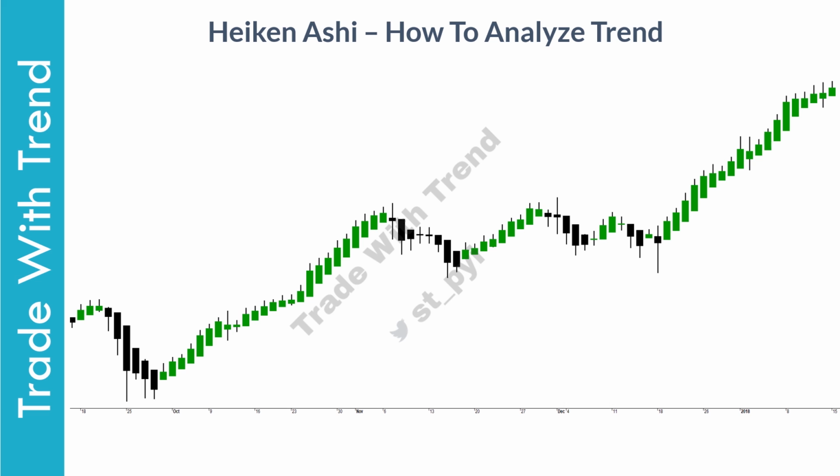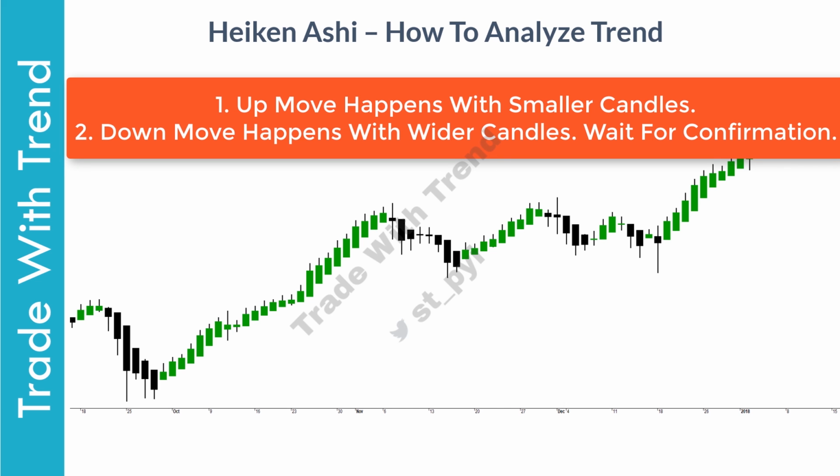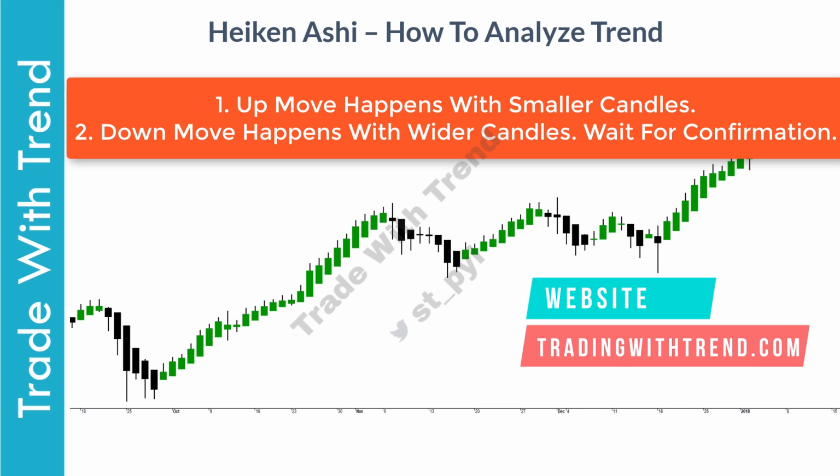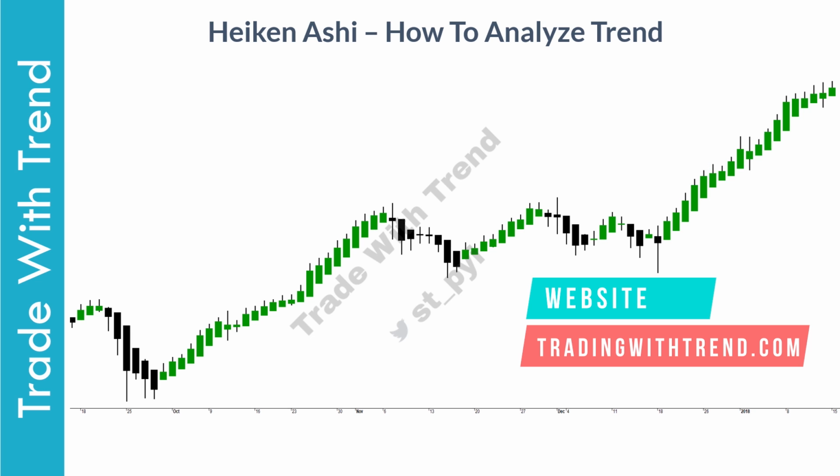Before we move to entry, exit and stop loss, let me first show you how to analyze trend using Heikin Ashi candlesticks. Let us recollect two important rules we discussed in the previous video. Rule number one, up move in price most of the time happens on back of smaller candles, and hence one should be patient with these as confirmation comes in a bit late. Rule number two, down move in price happens with wider range candles, and you must seek confirmation before deciding to short sell the stock or index.